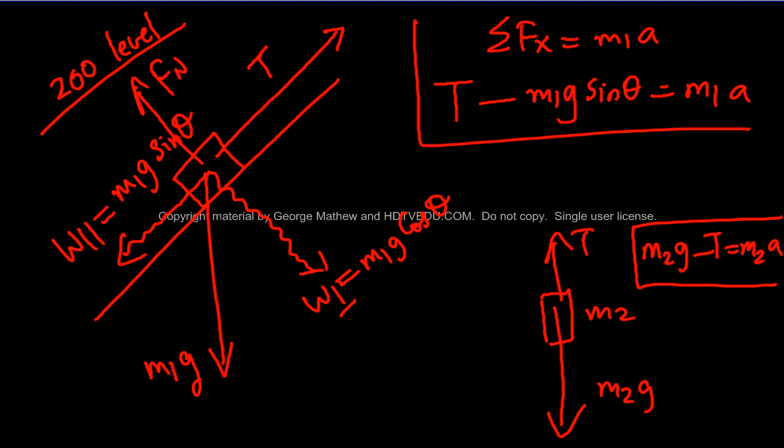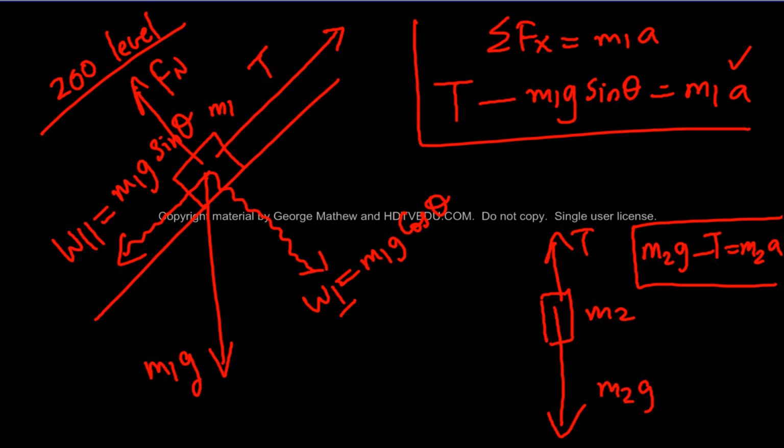Let's look at the 200 level. At the 200 level, again, isolate mass M1. Isolate mass M1 and look at the forces acting on M1. We have tension to the right. We have M1G sine theta equal to W parallel to the left. This is the parallel component of the gravitational force. Net force equals M1A. So you say T minus M1G sine theta equals M1A.